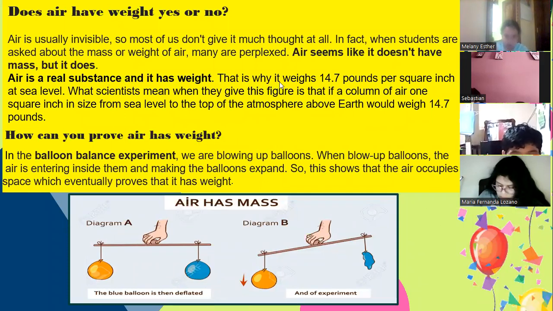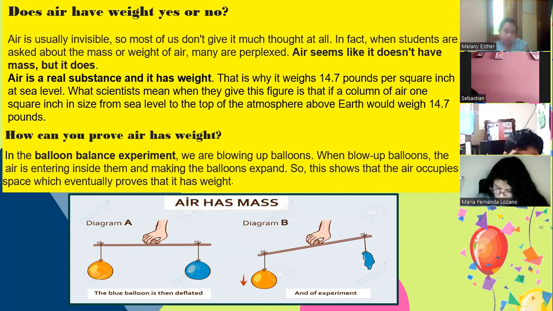Air is a real substance and it has weight. That is why it weighs 14.7 pounds per square inch at sea level. What scientists mean when they give this figure is that a column of air, 1 square inch in size, from sea level to the top of the atmosphere above Earth will weigh 14.7 pounds. That square, that piece of space, can weigh 14 pounds. 14 libras.